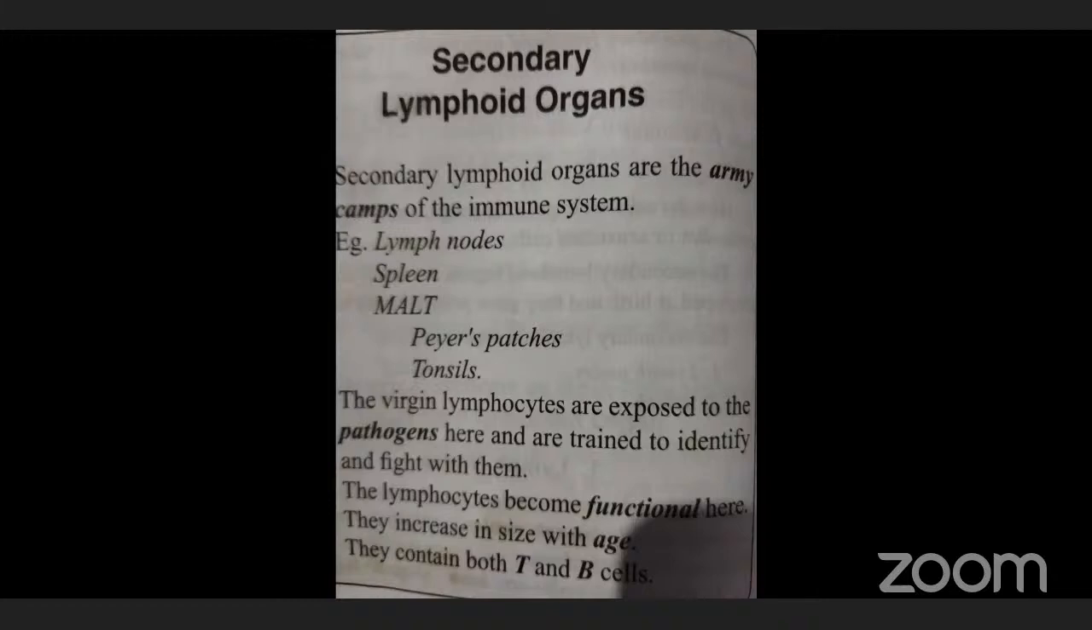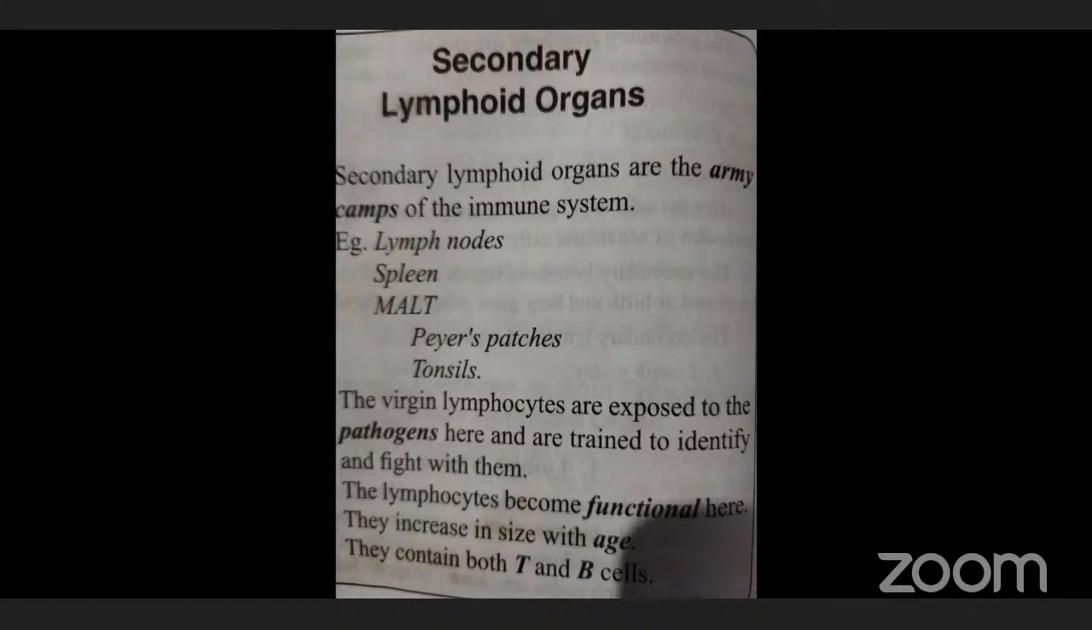The next one is the secondary lymphoid organs. Secondary lymphoid organs are concerned with the immune reactions. Already I told that primary lymphoid organs are responsible for the production of lymphocytes like T lymphocytes and B lymphocytes. T lymphocytes are produced from the thymus and B lymphocytes from the bone marrow in human beings. Clear? The lymphoid cells become functional in the secondary lymphoid organs. So primary and secondary both support the immune system.